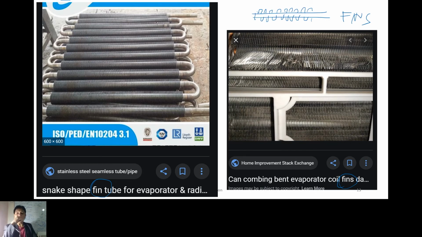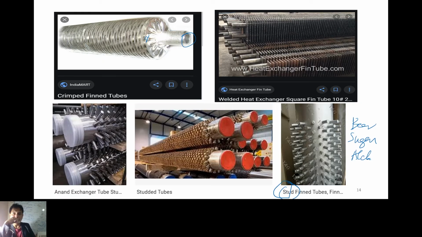So, ito yung iba't ibang klase ng mga evaporator just to show you. Snake shape, can, combing bent. Meron ding crimp pin. Meron din parang mga pako o bolt, stud. Ang tawag dito ay stud, studded. Parang mga pako na nilalagay sa surface ng tubo ng evaporator.